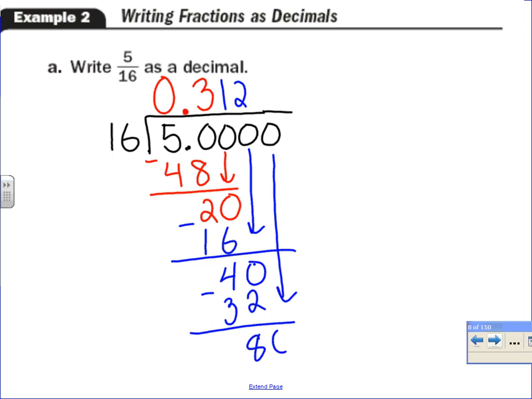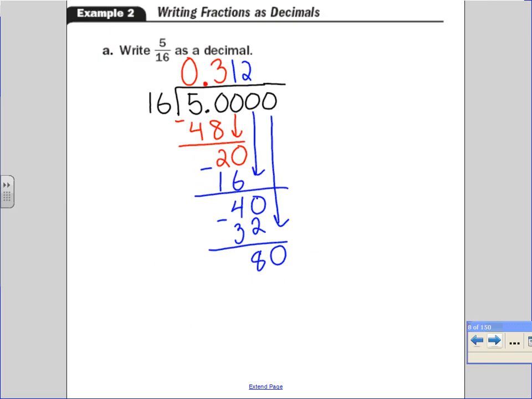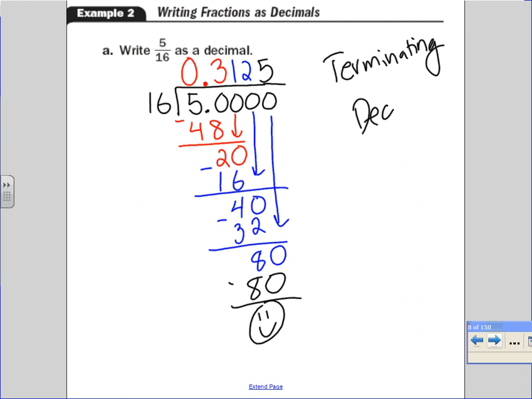Drop down our 0. 16 goes into 80 how many times? Doug? Good. 5. Sean, what's 16 times 5, excuse me? Good. What does this mean? What does that mean? Mary? Good. It is a terminating decimal. So the answer is 0.3125. It ends because we have a remainder of 0. So it's a terminating decimal.